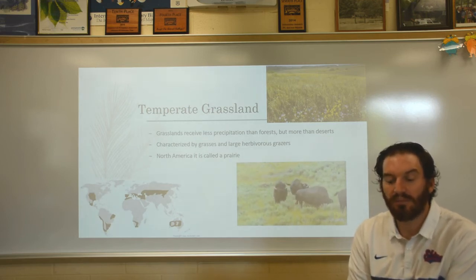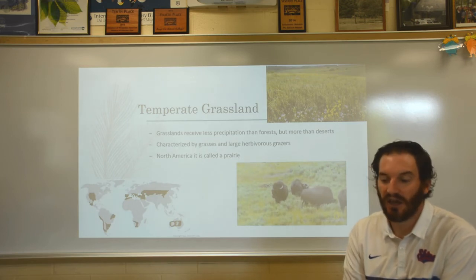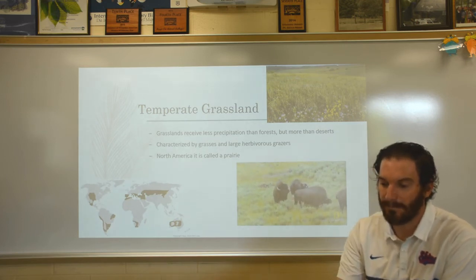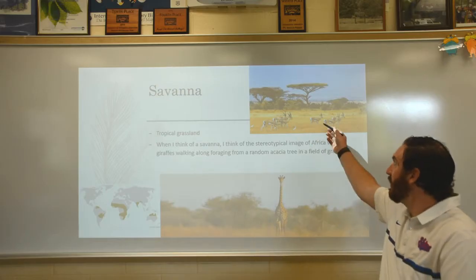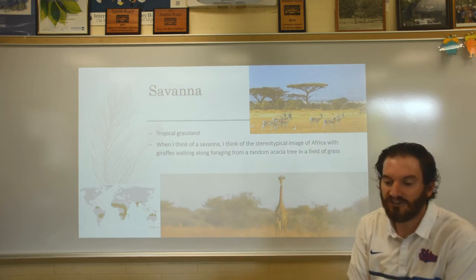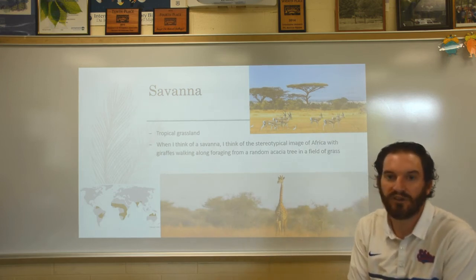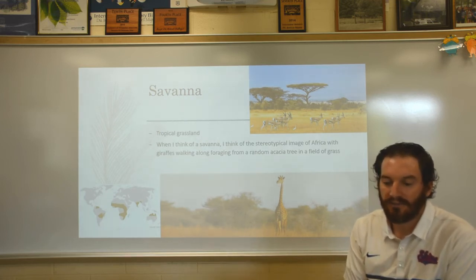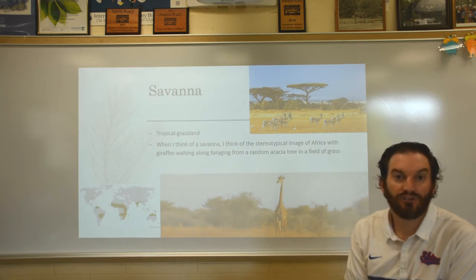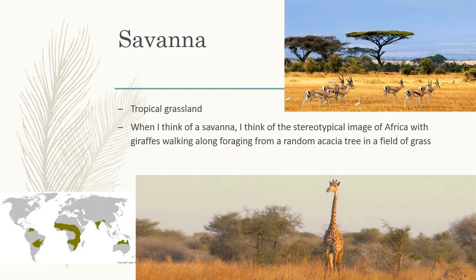North America, our temperate grassland, we commonly refer to as the prairie. All right, and that's where we see our bison and various things like that. The difference between a temperate grassland and a savanna is that it is tropical. A savanna is tropical, so it's in the warmer environments. When you think of a savanna, you're probably thinking of this stereotypical image right here, where you have antelope walking along, you have an acacia tree in the background, some dry grass as some organisms are just moving through. All right. It's just the same as our prairie, just drier and hotter. Okay, so it's just a little bit hotter.